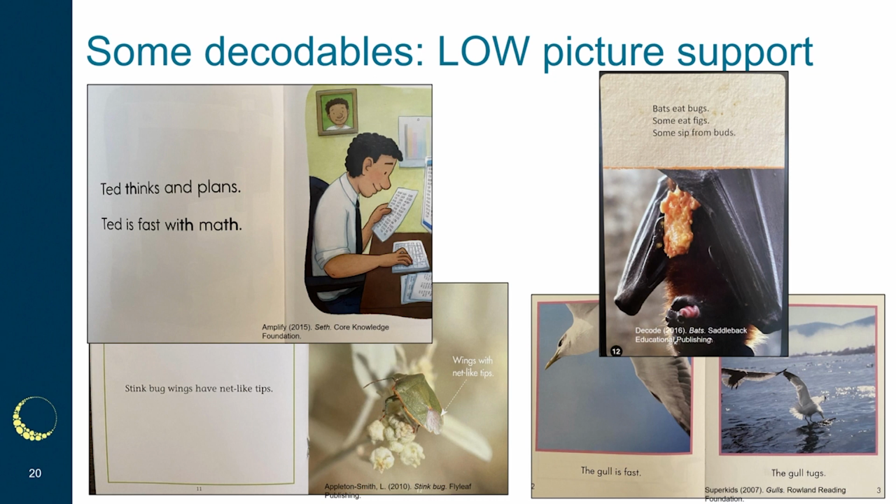Stink bug wings have net-like tips. You can't figure that out from the picture at all. But once you read that, you can look at the picture and say, oh yeah, I see that they kind of look like a net. And then Ted there on the upper left, he's thinking and planning, he's fast with math. You're not going to be able to get stuck on a word and look over at that picture and figure out what it is. But once you have read that Ted is fast with math, you can look at the picture and kind of comprehend what Ted's about and maybe what he does with his job or whatever.